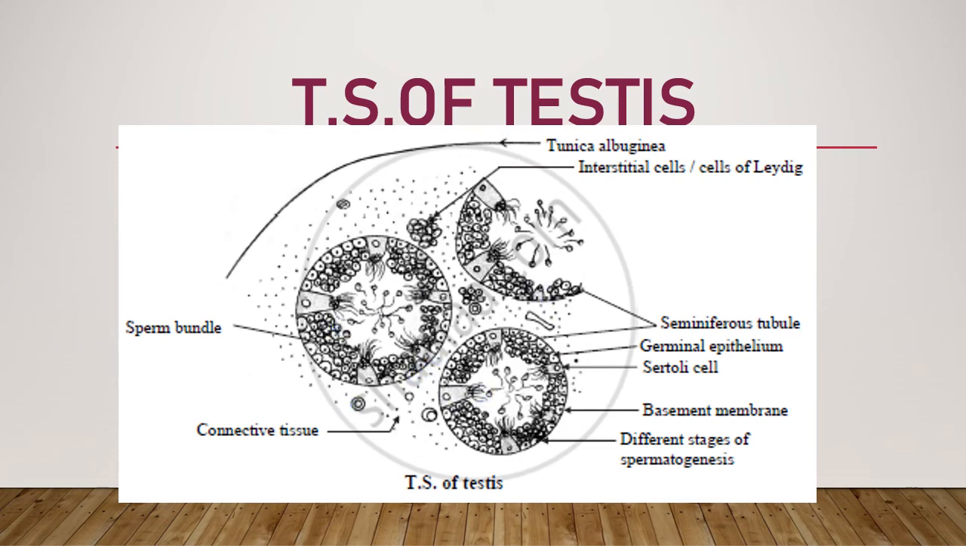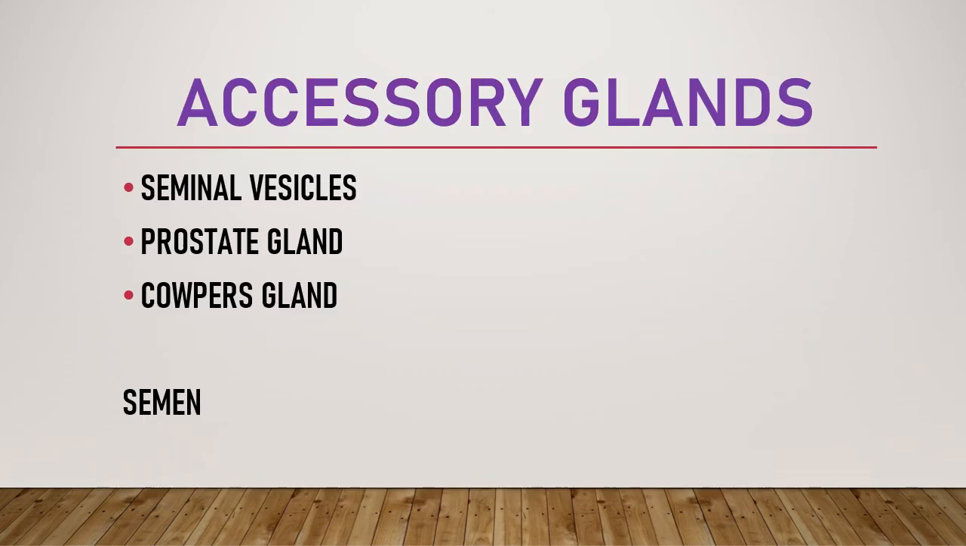Next discussion: accessory glands of the male reproductive system. Now, what do we mean by the word accessory? Accessory means the assistants of the main male organs, along with the required organs of the male reproductive system. Those are the seminal vesicles, next the prostate gland, and the third one is the Cowper's gland.